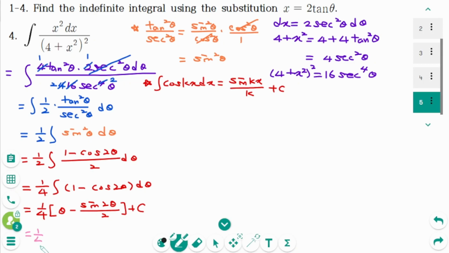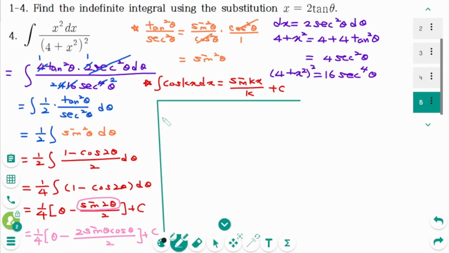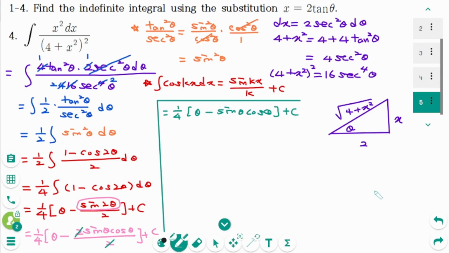Equals 1 over 4 theta minus, use the double angle identity, sine 2 theta means 2 sine theta cosine theta over 2 plus c, equals 1 over 4 theta minus, 2 is cancelled, sine theta cosine theta plus c. We must return to the original variable x. Do you remember the right triangle with the respective angle at theta?